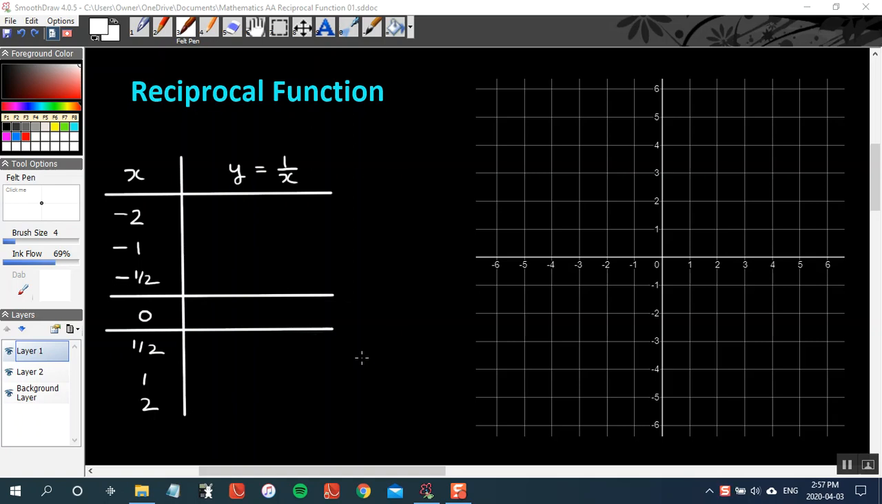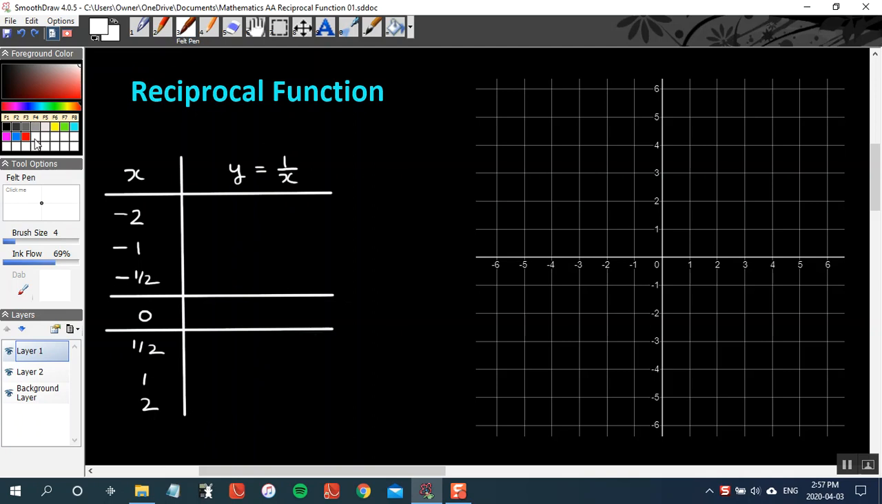Okay, we're going to graph the basic reciprocal function, y equals 1 over x. And as you can see, I already have a table of values here, and we'll start in the safer area of that table, which are the positive x values. So a reciprocal, of course, is flipping a number upside down, or more specifically, 1 over that number.